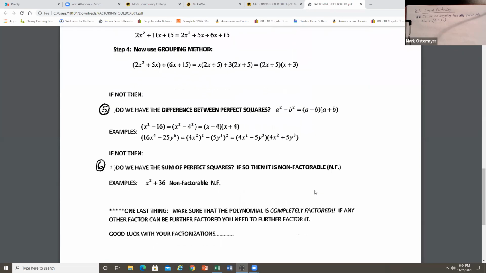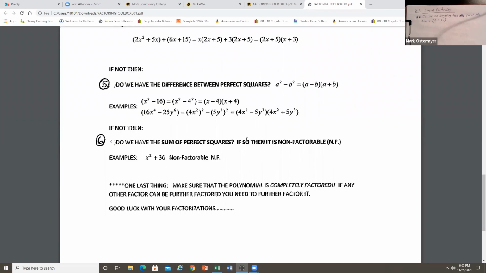If not, do you have a binomial of any sort? Do you have the difference between perfect squares? If so, it factors accordingly. Examples, x squared minus 16 would factor into x minus 4 times x plus 4. Another example, 16x to the fourth minus 25y to the sixth, the first term of which is a perfect square of 4x squared, the second term of which is a perfect square of 5y cubed, would factor into 4x squared minus 5y cubed times 4x squared plus 5y cubed, factoring the difference of squares.